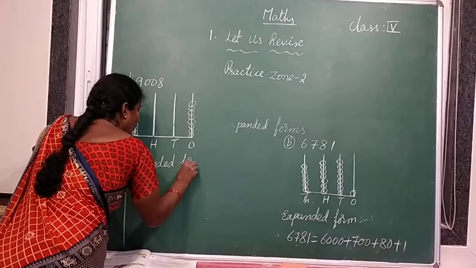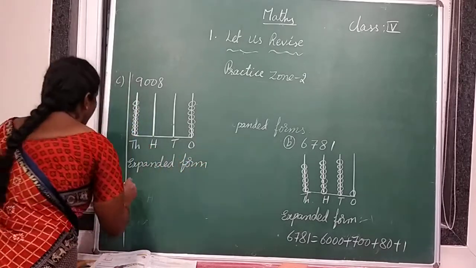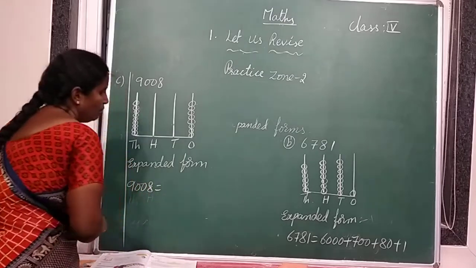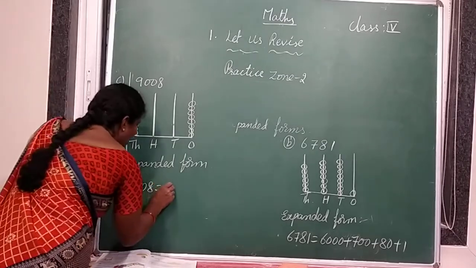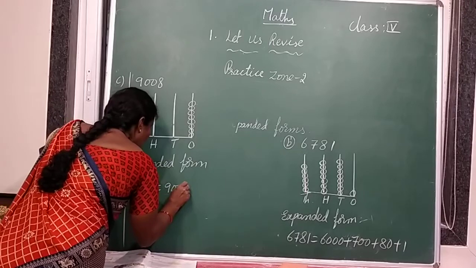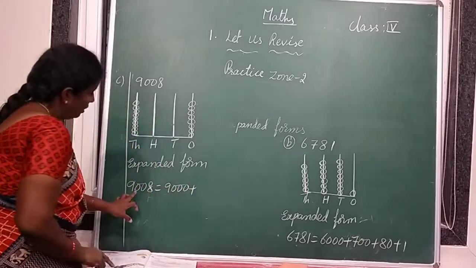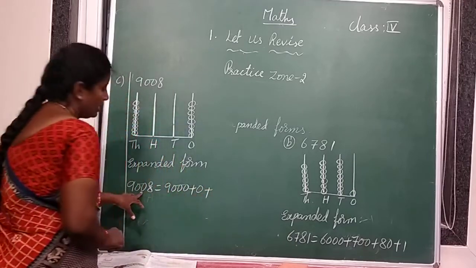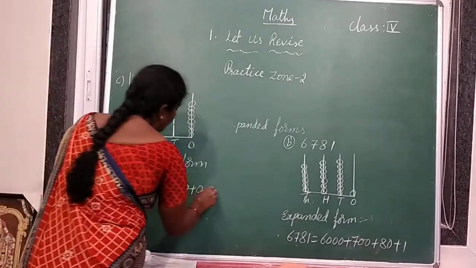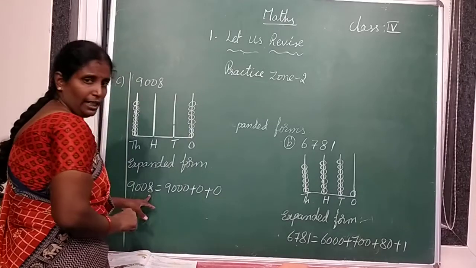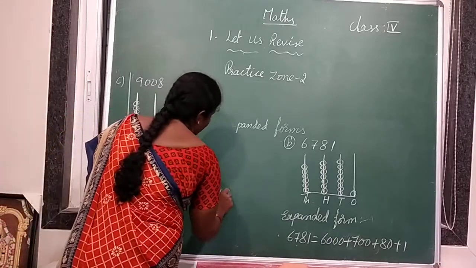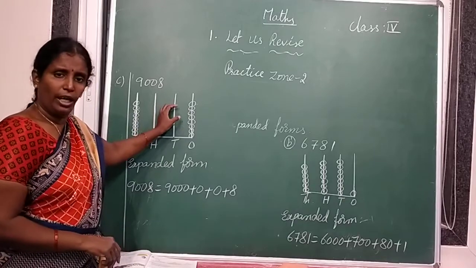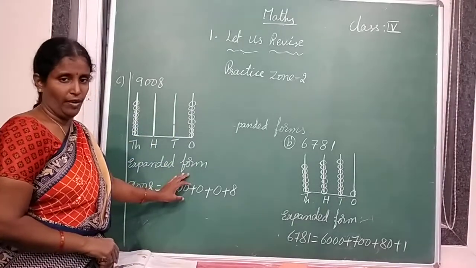Expanded form. 9008 is equal to, so what is the expanded form? 9000 plus 0 hundreds now. So write 0 in hundreds, 0 tens are there. So write 0 in tens and 8 ones are there. So it is nothing but 8. So this is the representation on abacus and expanded form.